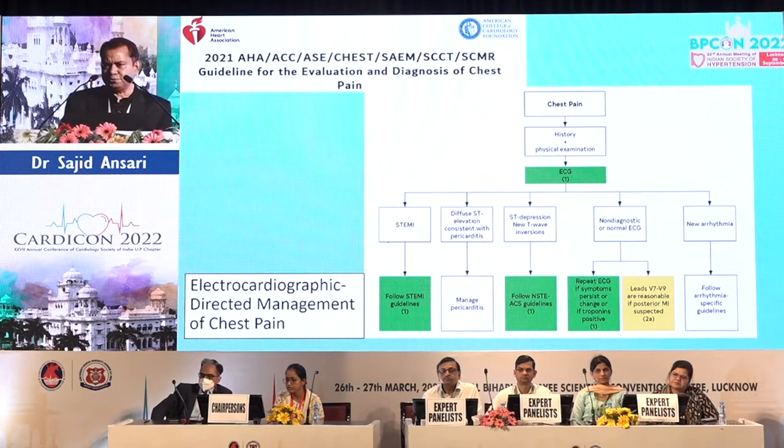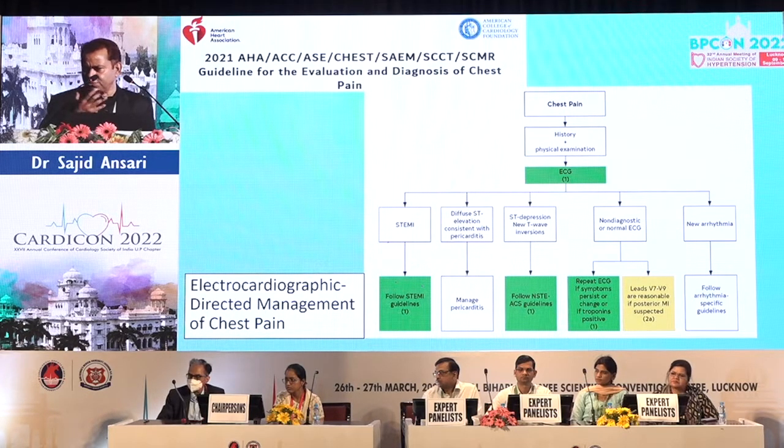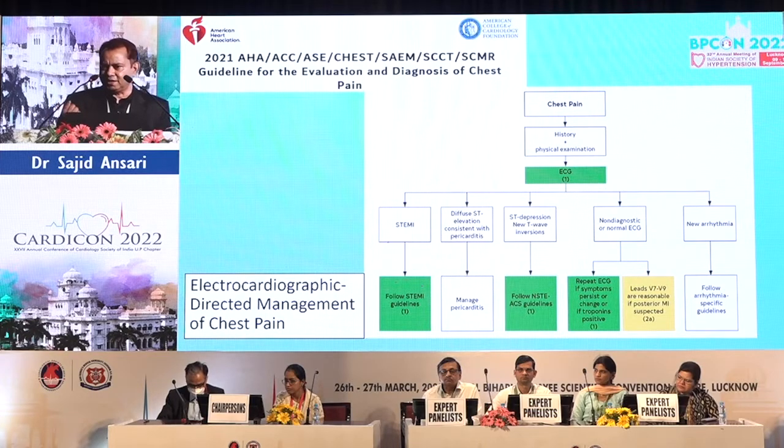This is the approach to a patient with chest pain. Taking the history of the patient is thoroughly important. Why is it important? Many patients in our OPD, working in a secondary care center, come with typical symptoms of ACS, but there is no change in the ECG. What to do for that kind of patient? This is important to save their life. So it is important to identify the symptoms and give them a loading dose.